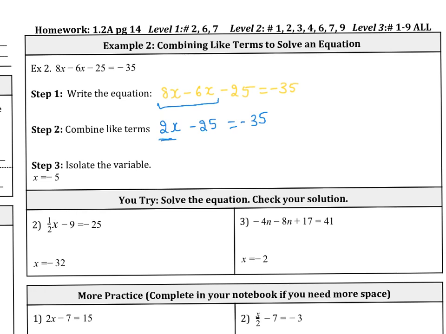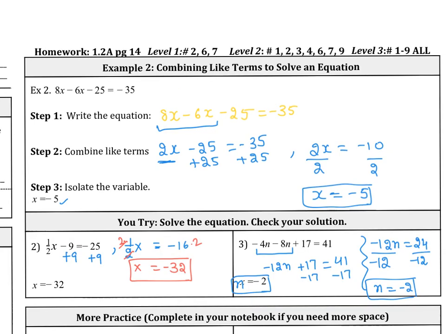So isolate the variable term. To do that, we are going to add 25 on both sides. You're going to get 2x equals negative 10, and when you divide by 2 on both sides, you're going to get x as negative 5. So x as negative 5 is your answer.